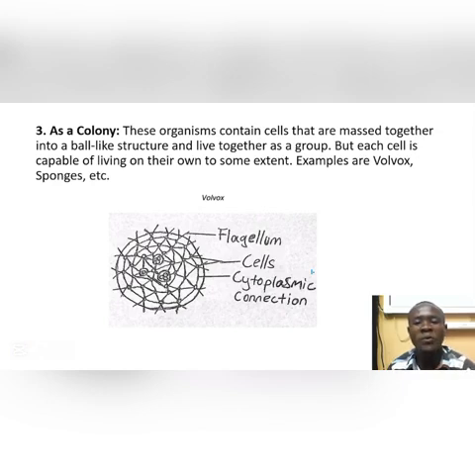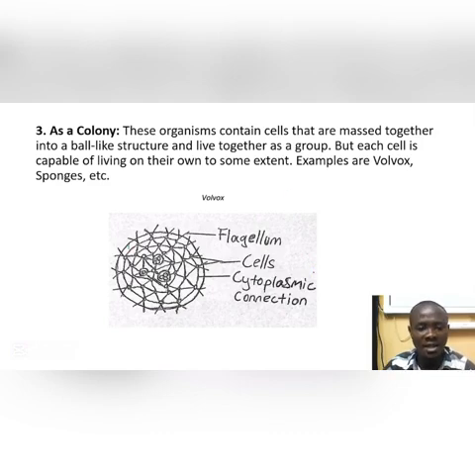And they live together as a group. They are not functioning independently like we have in the filament, in which the cells join together, but everybody is minding their own business. They don't come together to operate as a cooperative unit. Each of the cells in the filament works independently. But in a colony, it is not so. They come together and work as a unit.